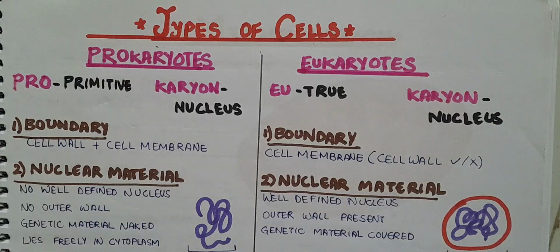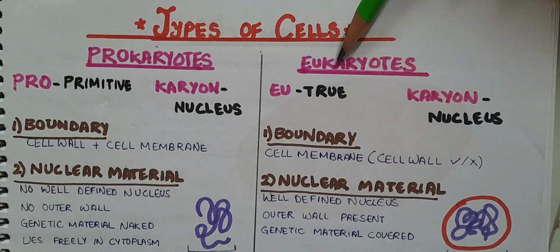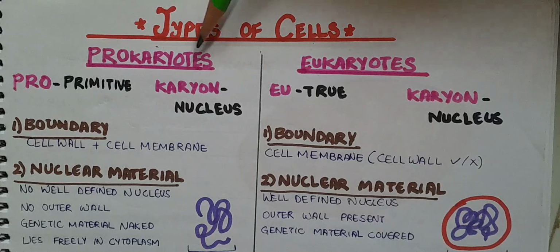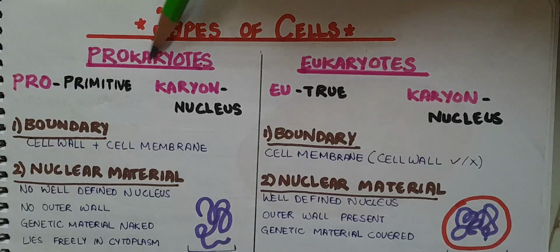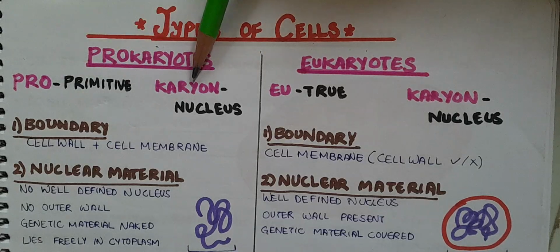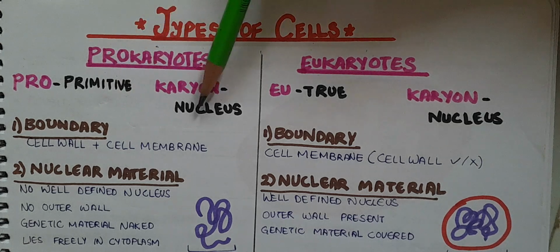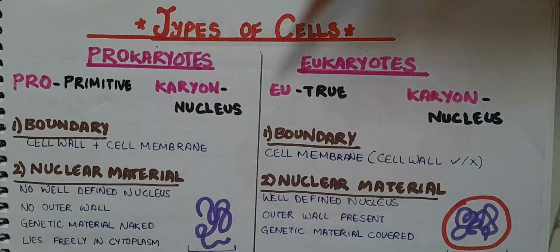In today's video, we are going to talk about two different types of cells and the organisms that are formed on their basis. There are two different kinds of organisms, prokaryotes and eukaryotes, made up of prokaryotic cell and eukaryotic cell respectively. The word prokaryotes can be divided into two words, pro and karyon. Pro means primitive, karyon means nucleus. So organisms that have primitive nucleus are called as prokaryotes.